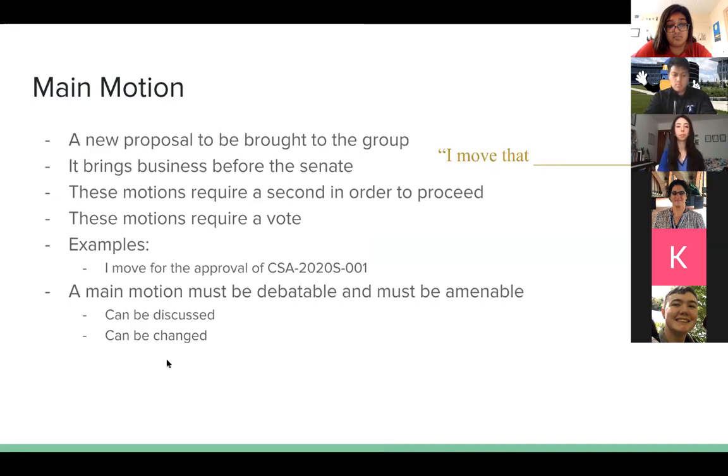There are a lot of types of motions, but the big one you've got to know is main motions. And that's just bringing something before a group.